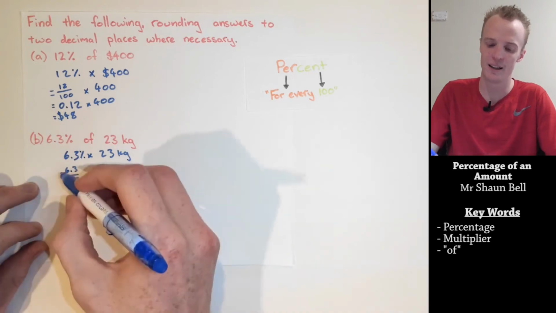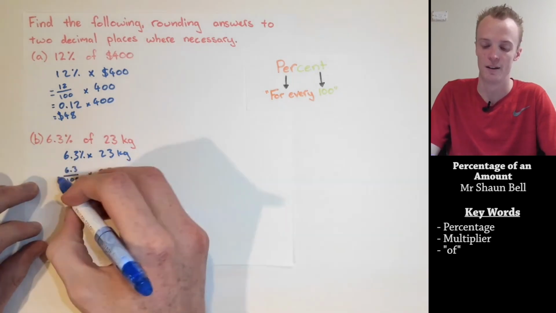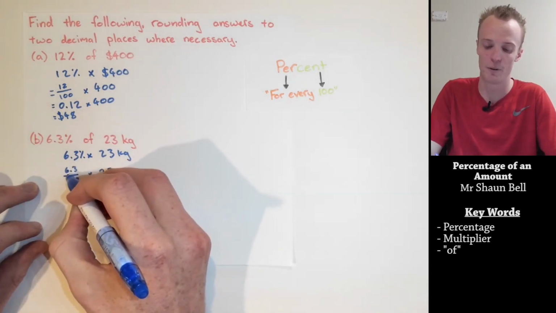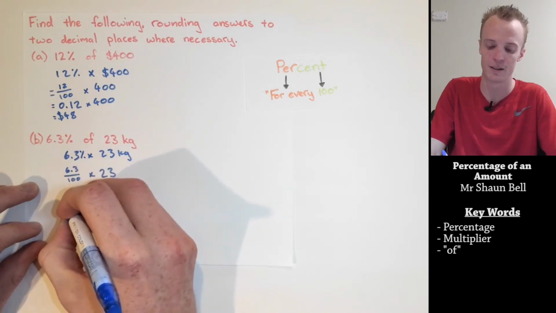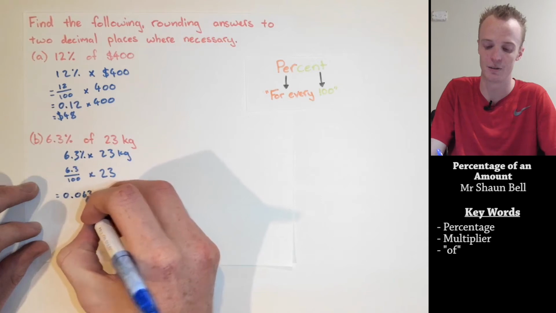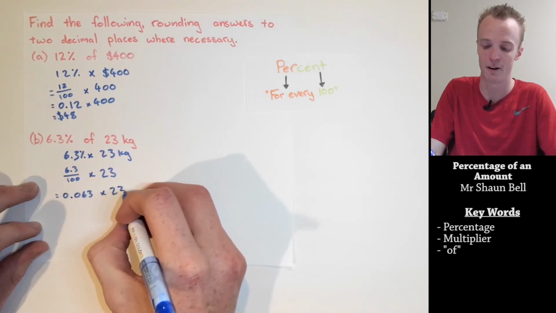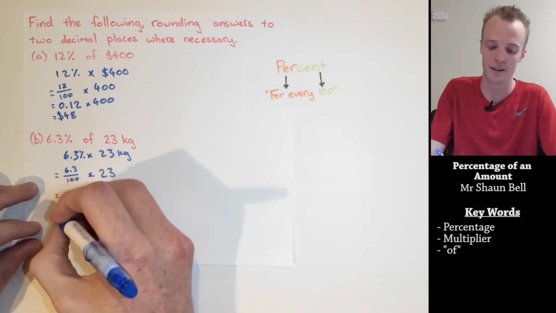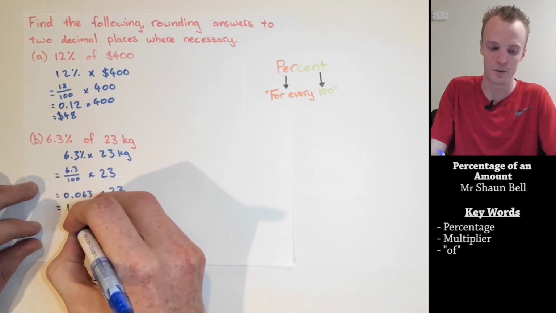Once again, I like to get this to be a multiplier. So I need to divide by 100 by moving the decimal place twice. So that is equal to 0.063 times 23.